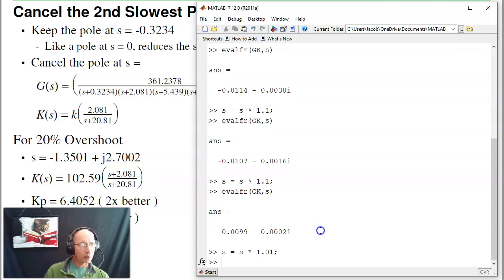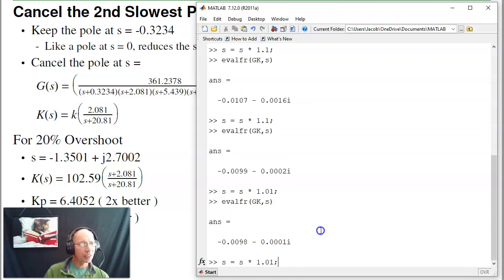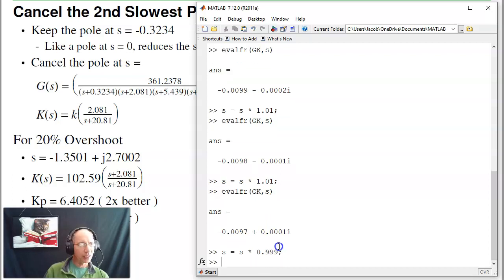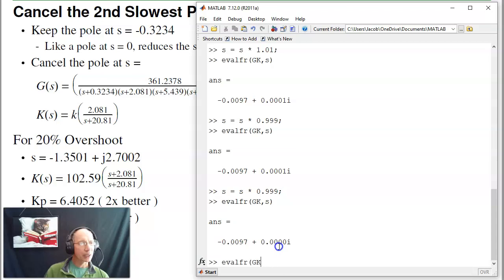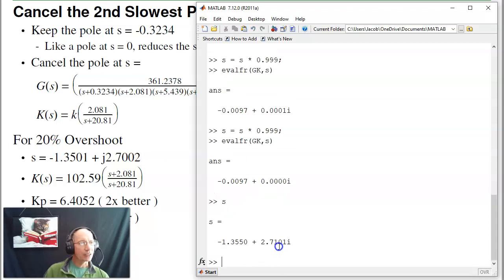Let's make it 1% bigger. And I went too far. I got a sign flip on the complex part, went from minus to plus. That means I've gone too far. So let's make it a little bit smaller. And it looks like right about there. And so s is -1.355 plus j 2.71. That's the spot on the root locus. At that point, the angle of G times K is 180 degrees.